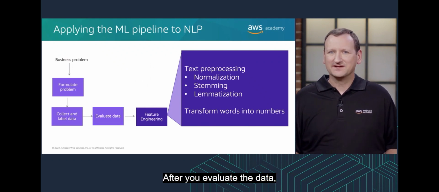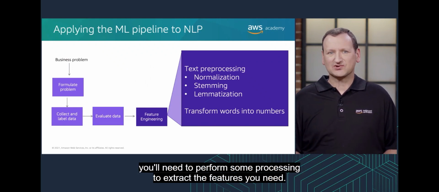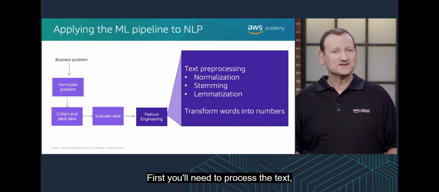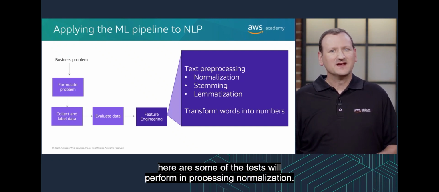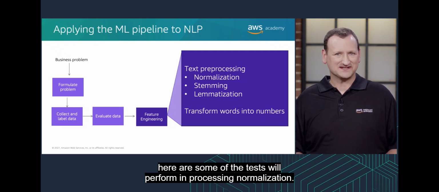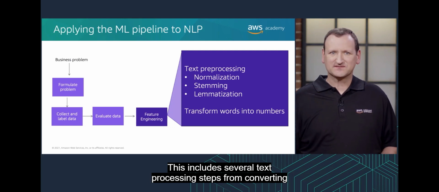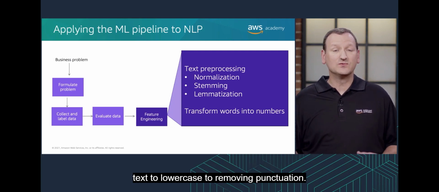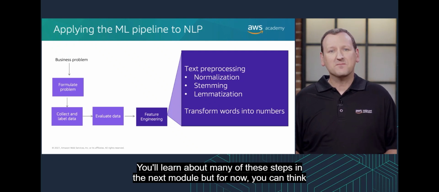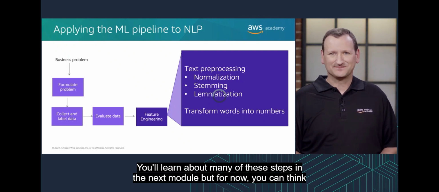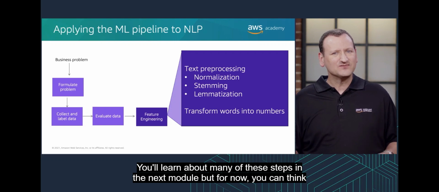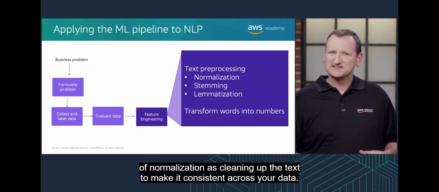After you evaluate the data, you'll need to perform some processing to extract the features you need. First, you'll need to process the text. Here are some of the tasks you'll perform in processing. Normalization. This includes several text processing steps, from converting text to lowercase to removing punctuation. You'll learn about many of these steps in the next module. But for now, you can think of normalization as cleaning up the text to make it consistent across your data.